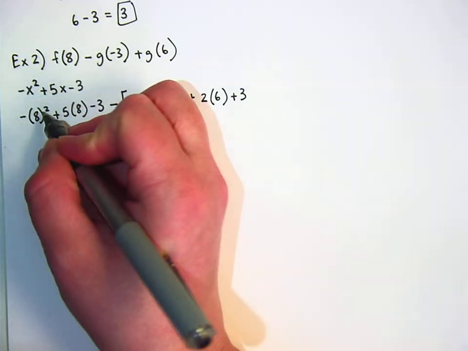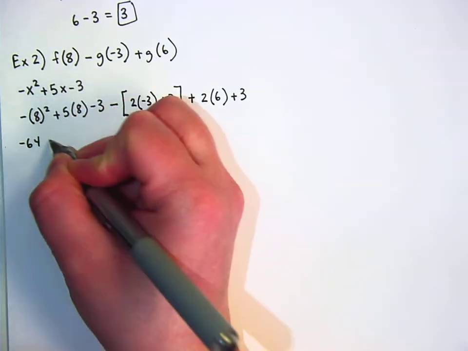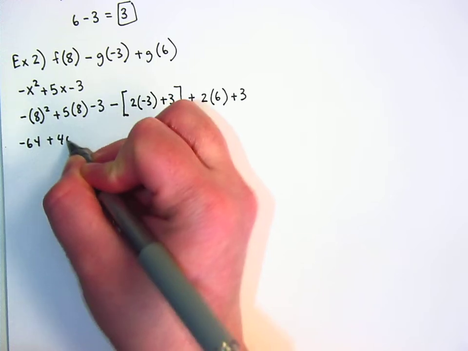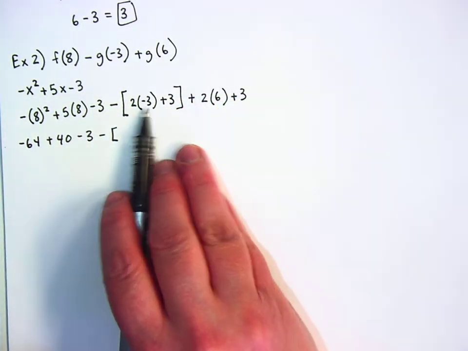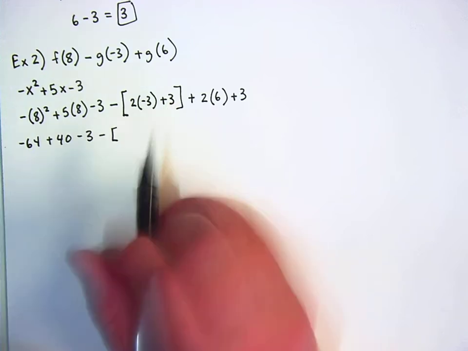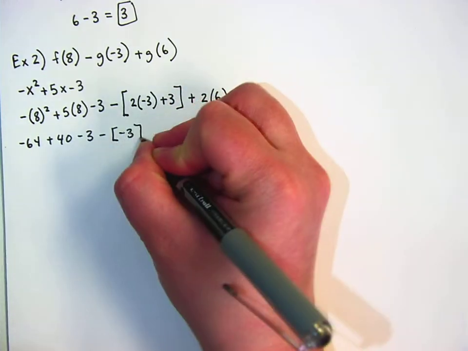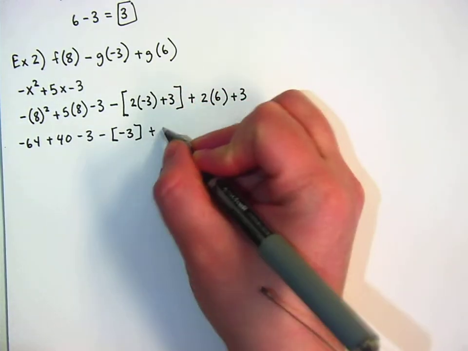Okay, so now I'm going to start simplifying. 8 squared is 64, got 40 here, minus, we're going to subtract all of this stuff. This is negative 6. Negative 6 plus 3 is negative 3. Plus, 12 plus 3.